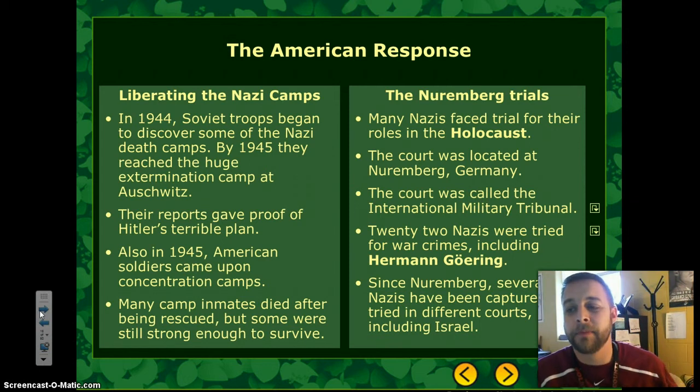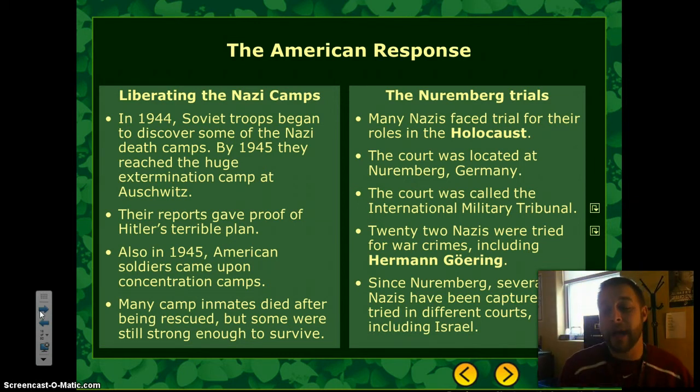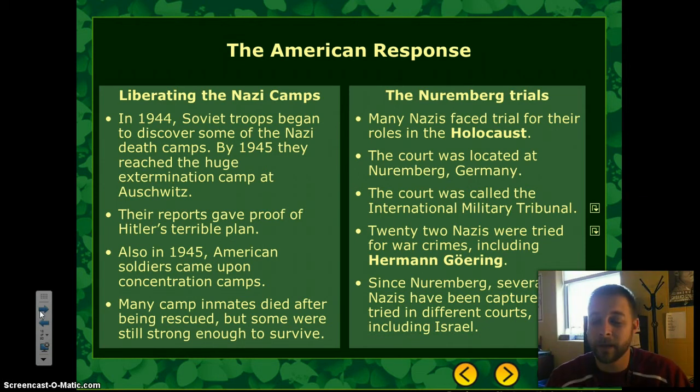After the war, the Allies are going to put many Nazis on trial for what's called the Nuremberg trials. And this is the International Military Tribunal. 22 Nazis are actually convicted, including kind of the architect Hermann Goering. And he was kind of the guy who planned it all. And since Nuremberg, there's still groups that hunt Nazis down. Several have been captured, some in South America. That was a popular place for them to go. Several have been captured and tried in different courts, including in Israel.